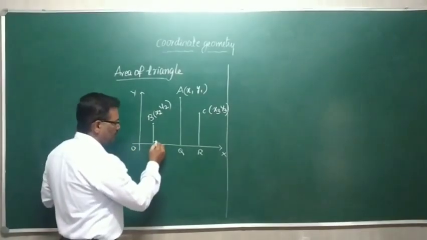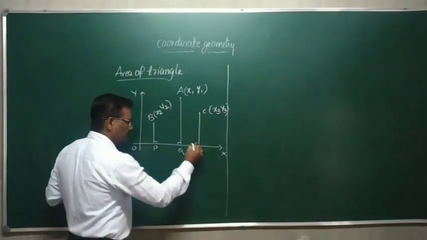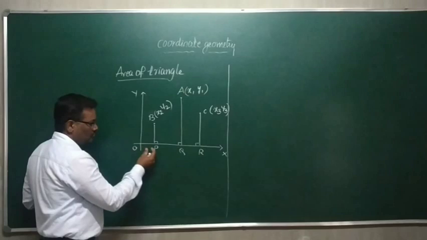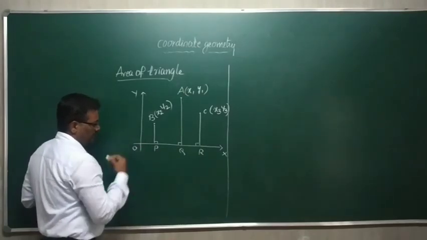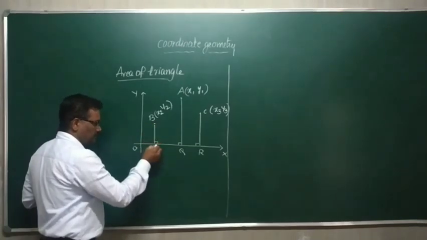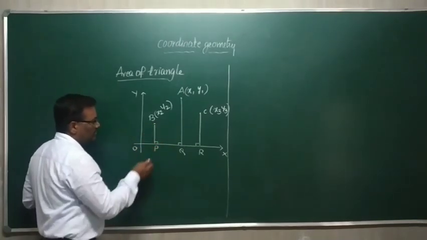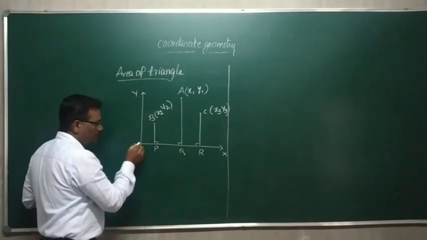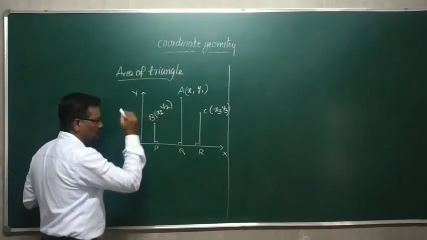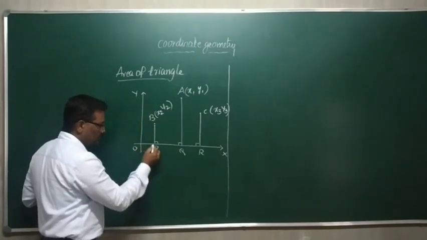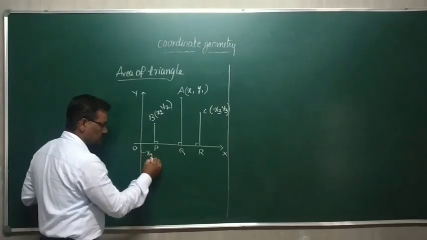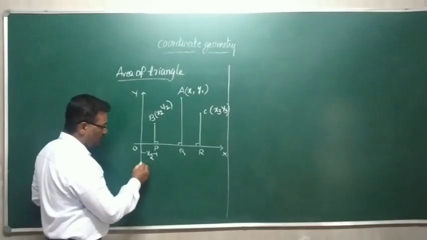Now we want to find out the distance from O to P, OP. How do we get OP? Here BP is perpendicular to the x-axis. For locating P, we have to move on x-axis. How many units? x2 units. Therefore, from here to here, that is x2 units. Similarly, OQ.